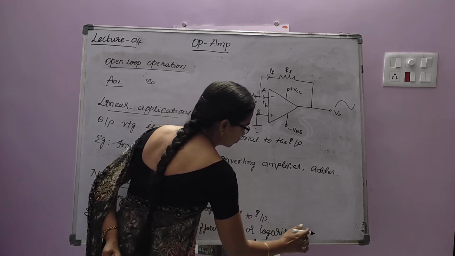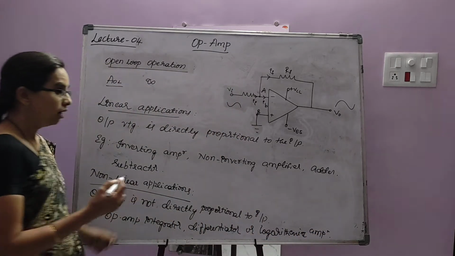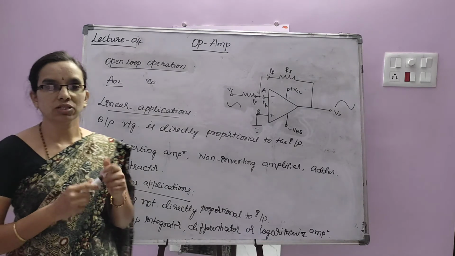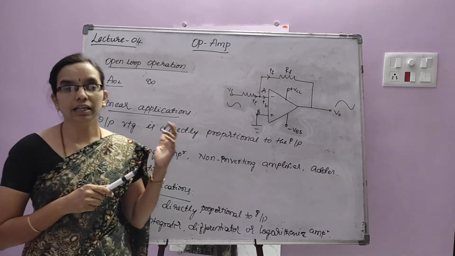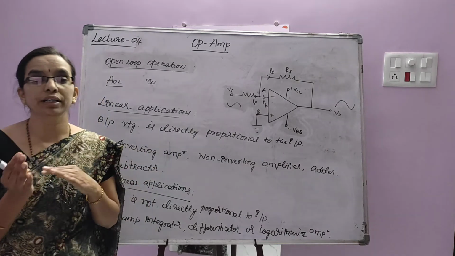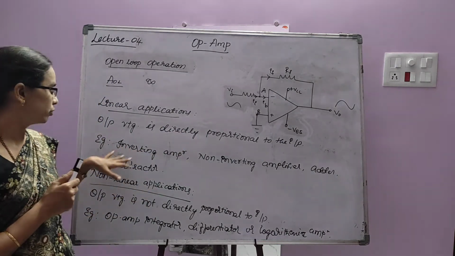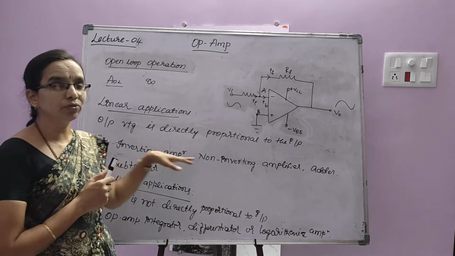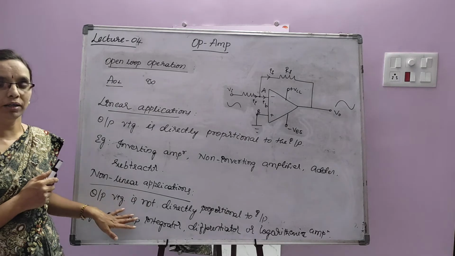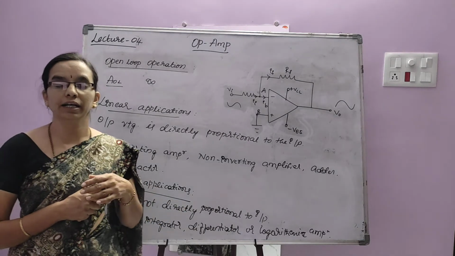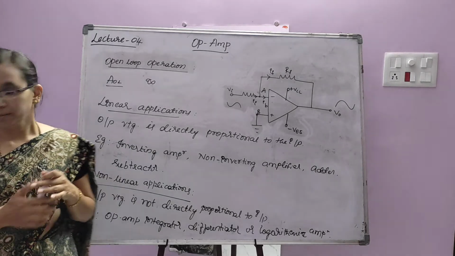So, op-amp has a wide range of applications in its negative feedback connection, divided into linear and non-linear applications. In linear applications, we are going to study the inverting amplifier, non-inverting amplifier, ideal subtractor, etc. Whereas in non-linear applications, we are going to study the op-amp integrator, op-amp differentiator and logarithmic amplifier.